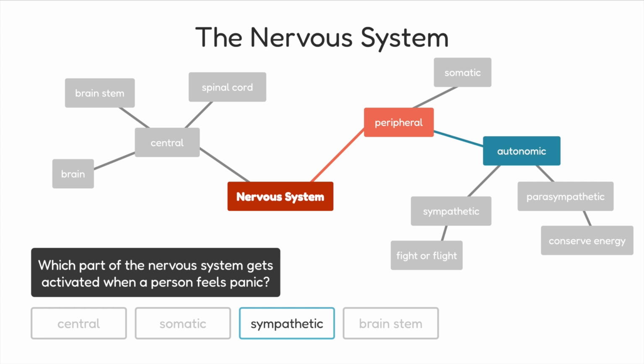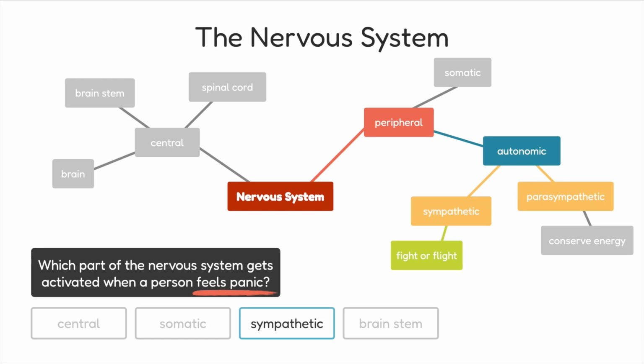That leaves us with one remaining answer choice, the sympathetic system. So let's pinpoint that system on the map. Oh, there it is. It's one of the two subtopics connected to the autonomic bubble, sympathetic and parasympathetic. Remember, the question asks which part of the nervous system gets activated when a person feels panic. If we continue to follow the bubble map down, the bubble connected to sympathetic says fight or flight.